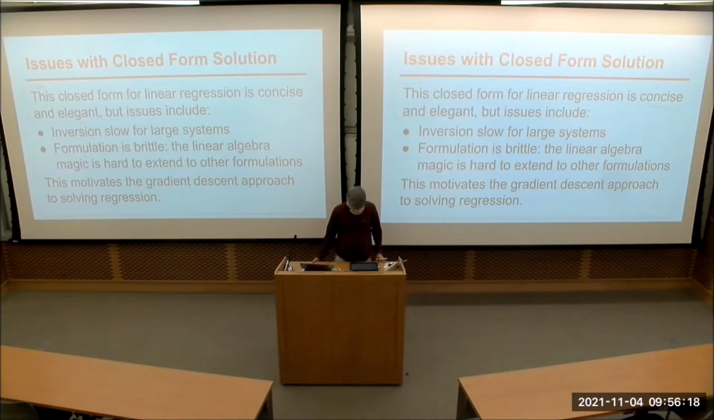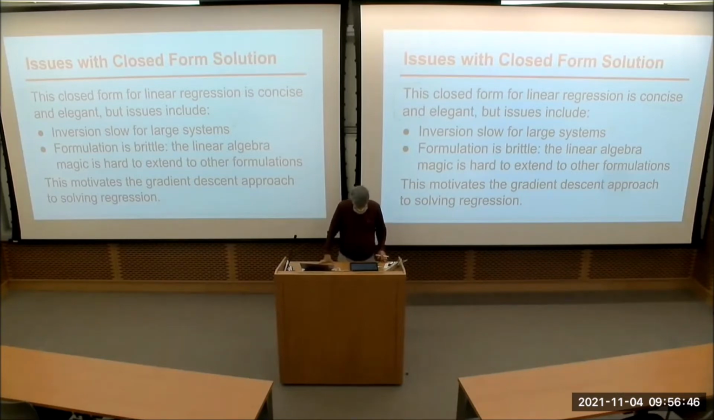The bad thing about that formula is that, first of all, inversion is slow if you have a large data set. Inversion is like an n cubed operation. To invert an n by n matrix is an n cubed operation. So that can be expensive if you have a large number of data points.